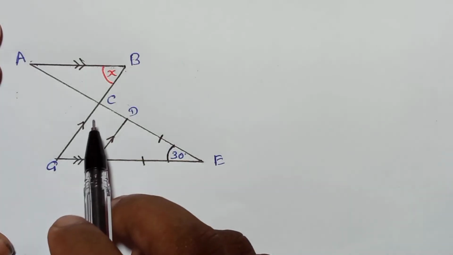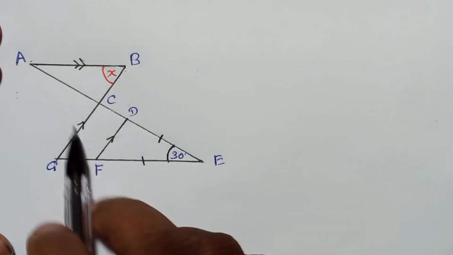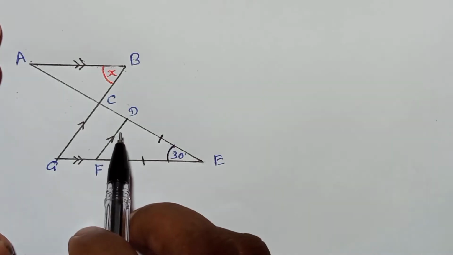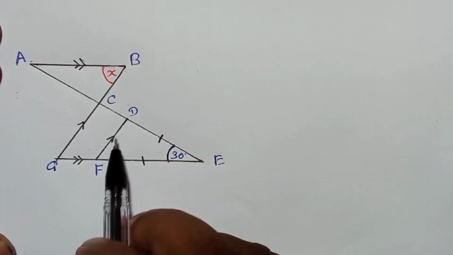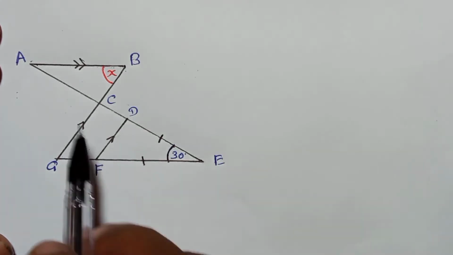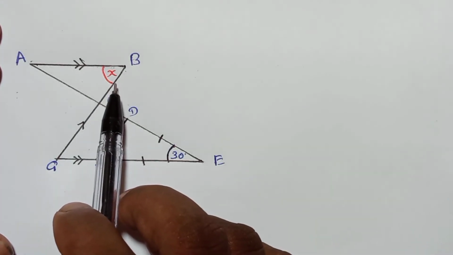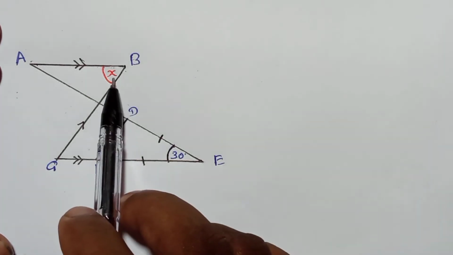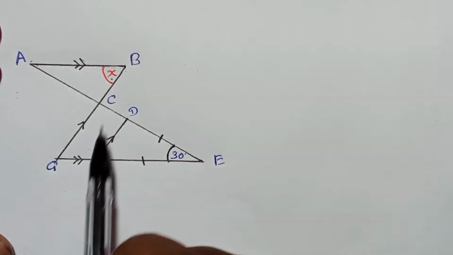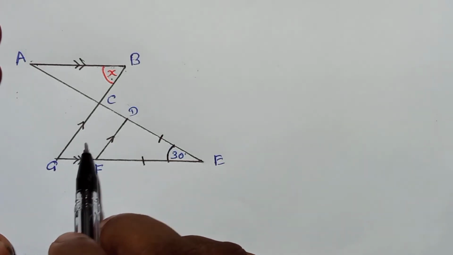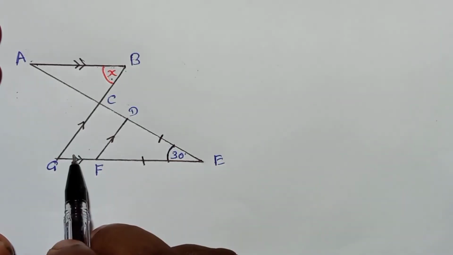To find x here, I will use a slightly different way. Normally I would find some other angle first, but here we need to find x. For x, you will get the idea: x will equal this, because why?